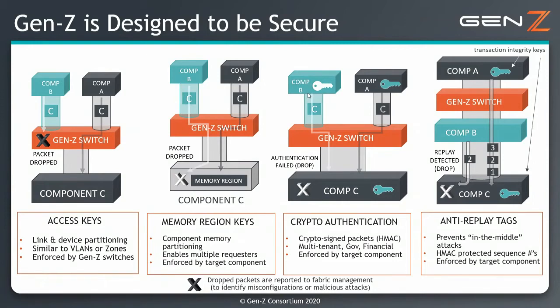Region keys. This is an example where component A and component B can talk to component C, but only defined by the region areas that are set up by the region keys. Cryptographic authentication is important and shows how crypto-signed packets get denied by a component if the keys do not satisfy the authentication testing.